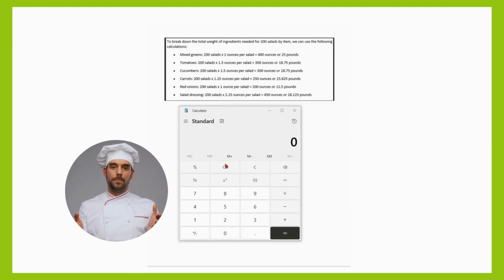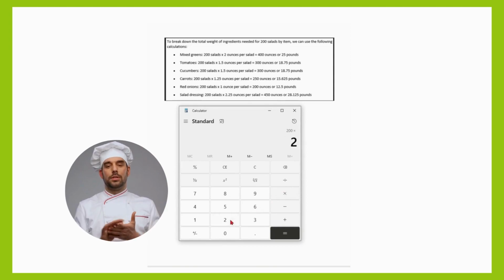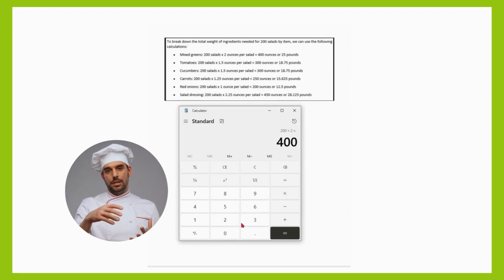If I've got 200, I'm going to punch that in there. 200, and what are we doing? Times 2 ounces, and that's going to equal 400 ounces, or 25 pounds. So how do we get the pounds? Well, that 400, you're going to divide it. Whoops, let's go back to the 400. 400 divided by 16, because there's 16 ounces in a pound, correct? So let's get that division. So there's your 25 pounds we were just talking about.